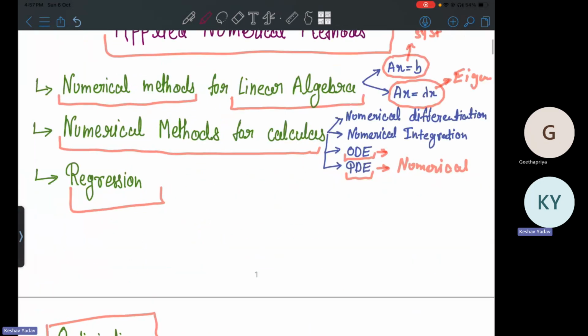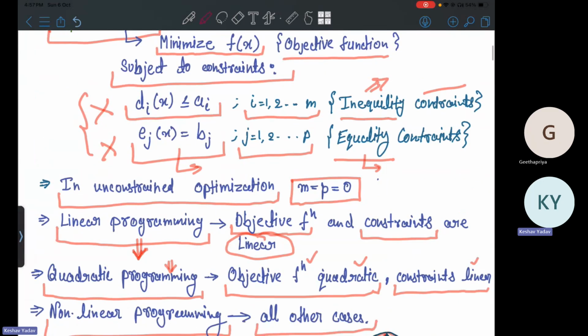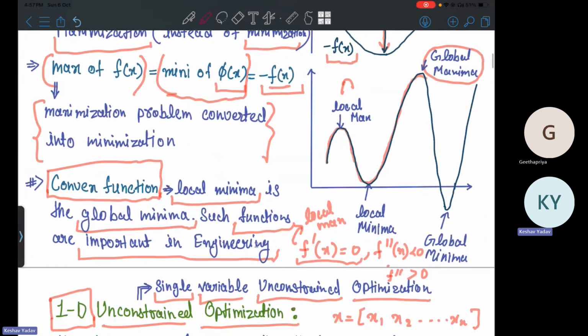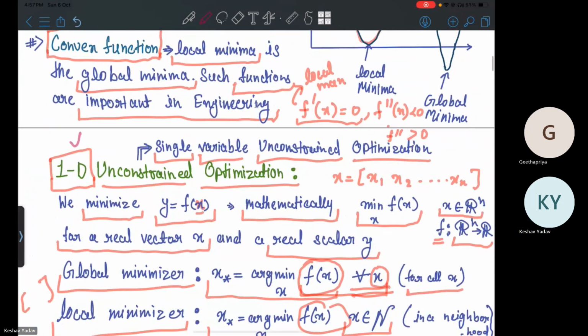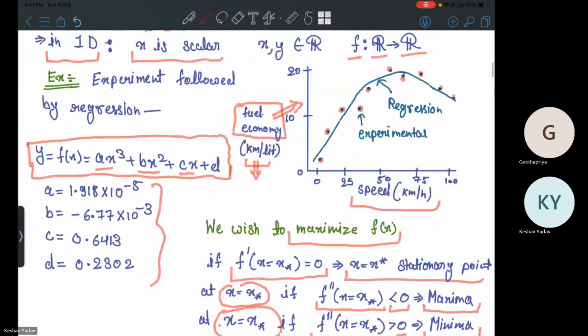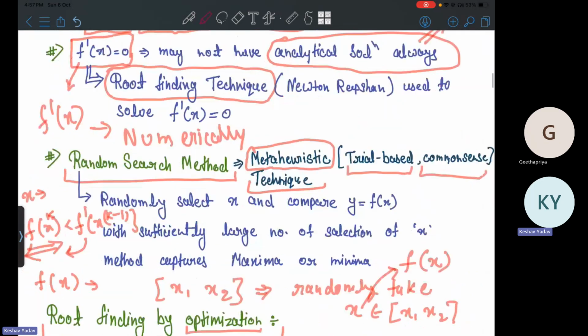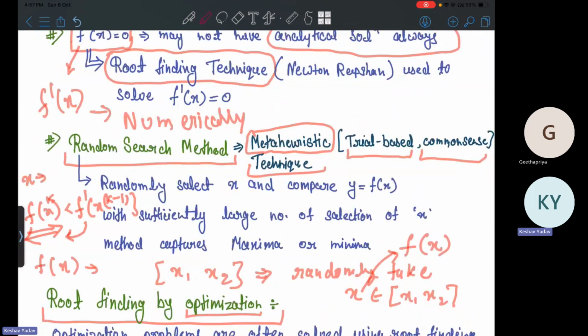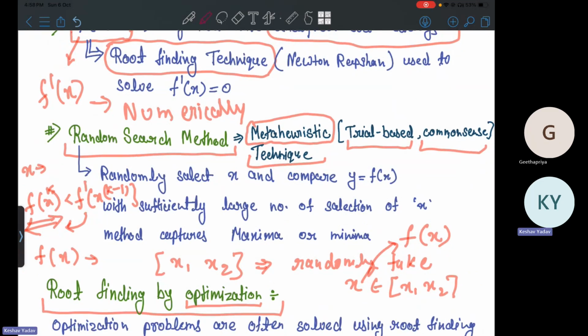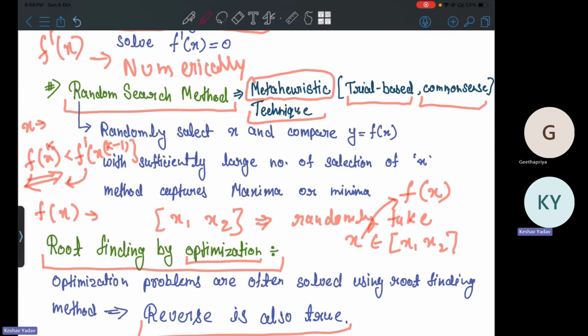So in this week, what have we seen? Optimization problem, which is nothing but a minimization problem. First we have seen one-dimensional unconstrained optimization, how we can do this analytically, and if the analytical solution is not possible, we need to go for the numerical method. First we have seen the random search method, where in the interval we assume some value randomly, and if we go for a large number of iterations, we can reach a solution.